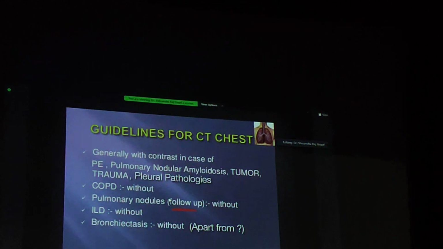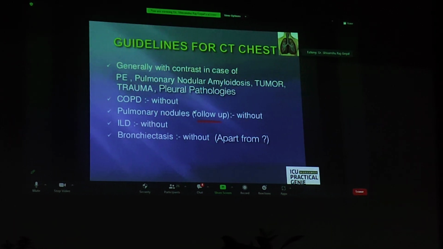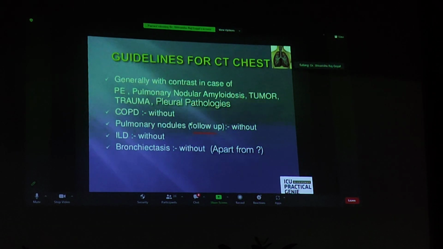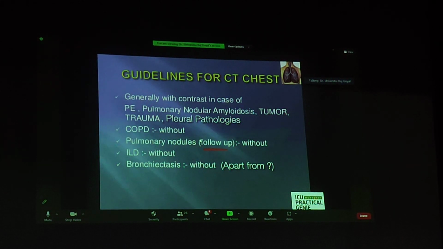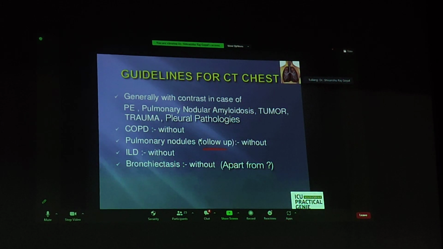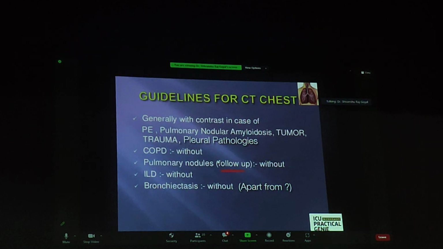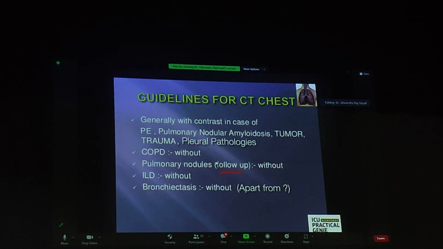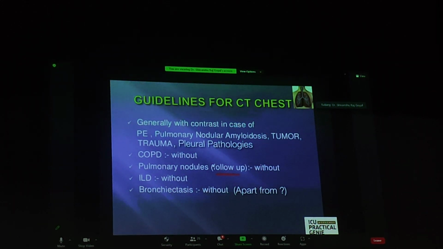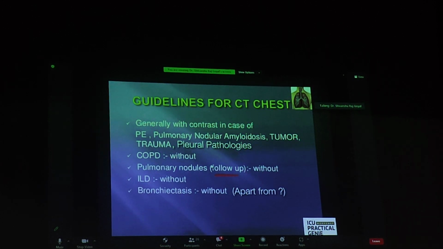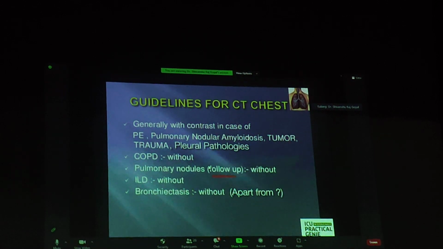So what are the guidelines for a CT scan? And in what cases would you ask for a contrast CT scan? A contrast CT scan is usually asked for when you're looking for vascular problems. For example, pulmonary embolism, pulmonary nodular amyloidosis, tumor identification, traumatic cases, pleural pathologies. These are the main indications where you're looking to do a CT scan with contrast. Suppose you have a patient with COPD, where you just have to identify the lung parenchyma, you do not need a contrast. So you do not need to order a CT scan with contrast. For example, if you have to follow up a pulmonary nodule, you do not need a contrast.